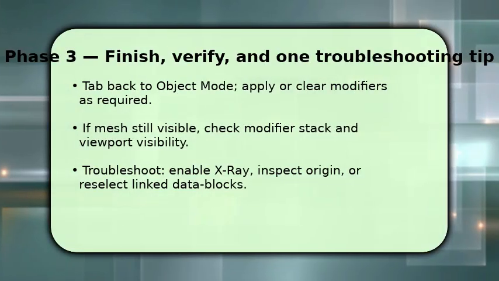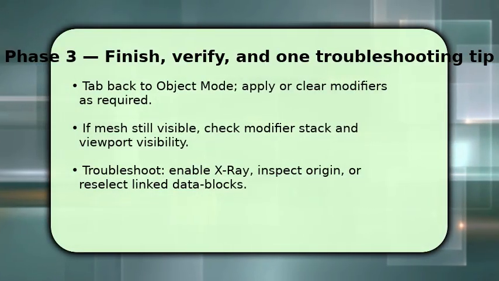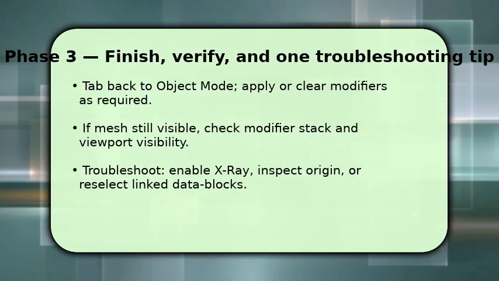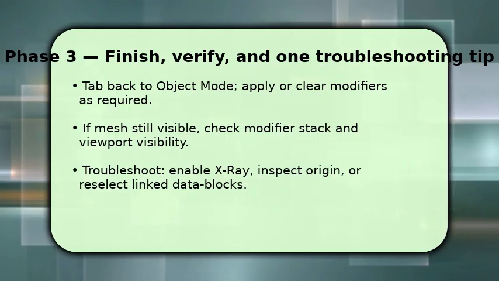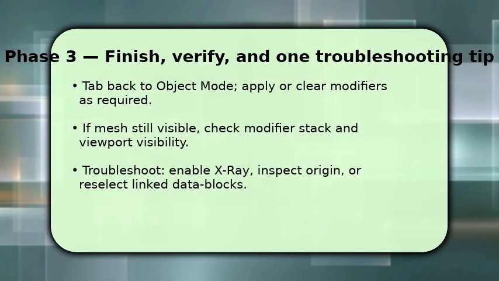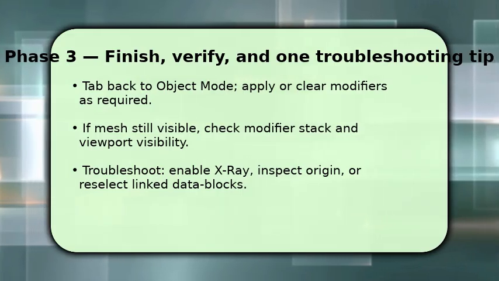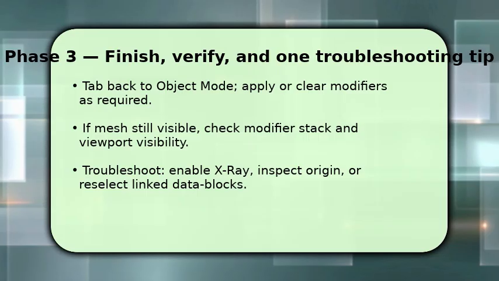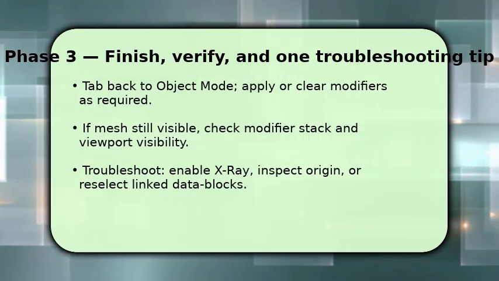Once geometry is removed, tab back to object mode and verify the object's appearance. Apply or clear modifiers if the mesh reappears due to a modifier like a mirror or Boolean. If you still see geometry, check viewport visibility and the modifier stack. Sometimes a modifier recreates faces.